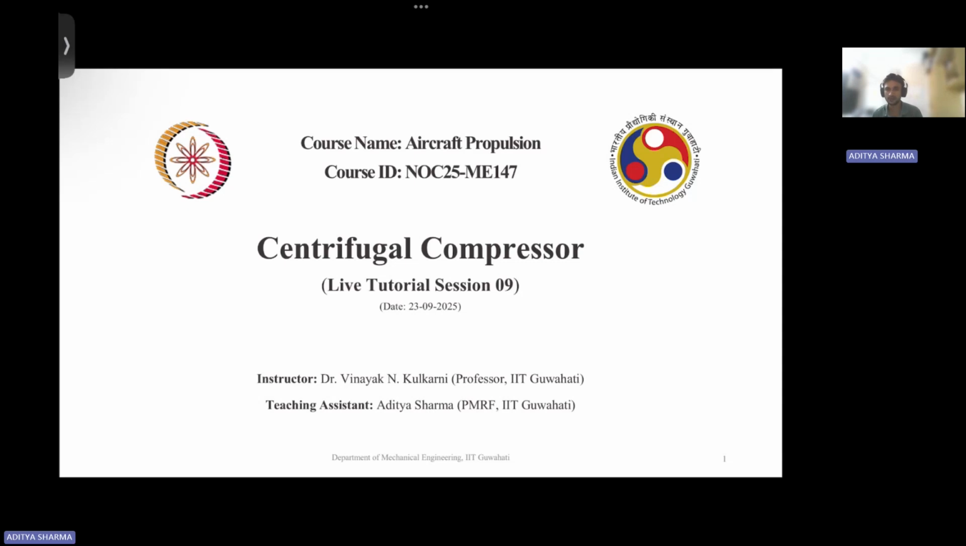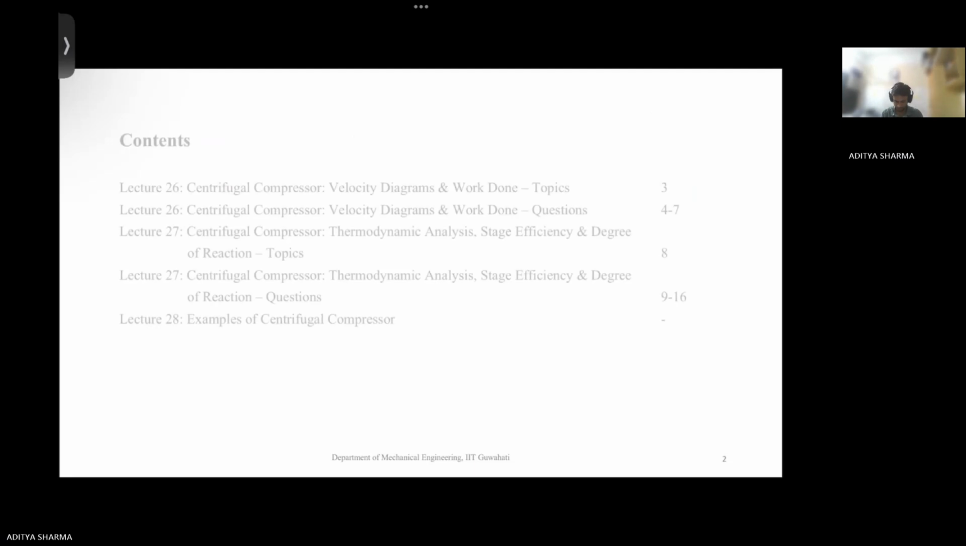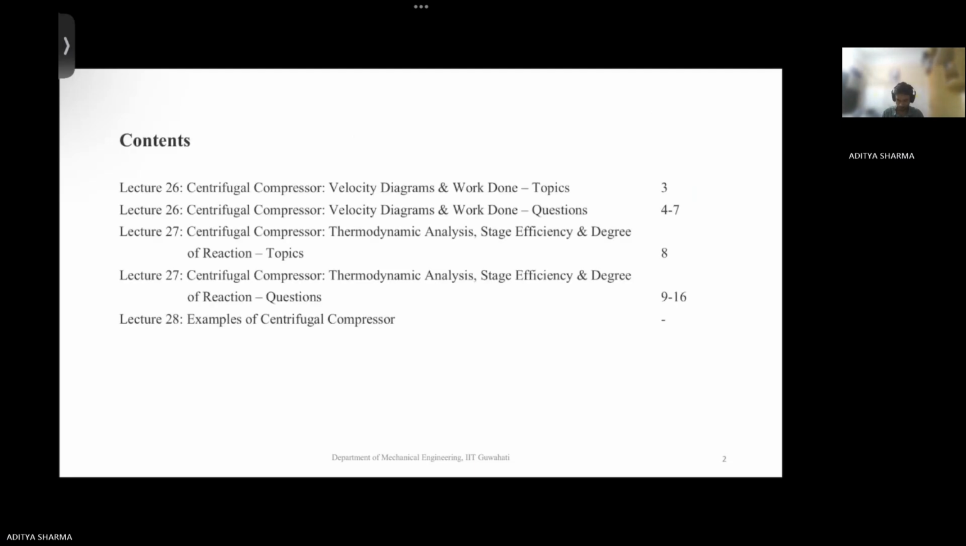Okay, so we can start with today's session. So centrifugal compressors. Centrifugal compressor is one type of compressors. The other one is your axial compressor.